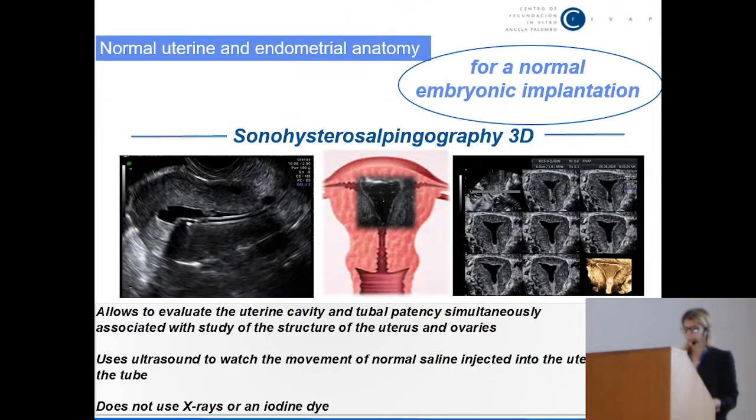For a normal embryonic implantation, we need a normal endometrial cavity, but tubal anatomy is also important. So 3D sonohysterosalpingography allows us to evaluate the uterine cavity and tubal patency simultaneously, associated with the study of the structure of the uterus and ovaries. It uses ultrasound to watch the movement of normal saline injected into the uterus and into the tubes, and doesn't use X-ray or iodine dye.